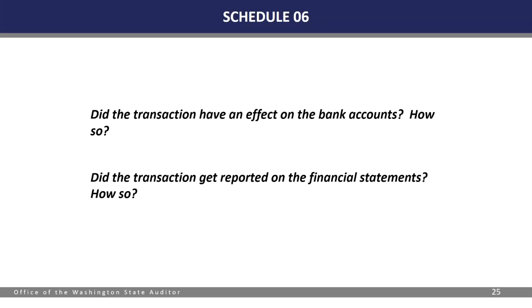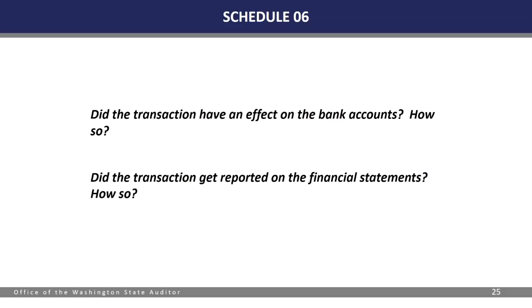Did the transaction have an effect on the bank accounts? And if so, how? Did the transaction get reported on your financial statements? And again, how? If you ask yourself these two things with a strange transaction and how it falls into the reconciliation process, it'll help you figure out which column it should go in on this Schedule 6.